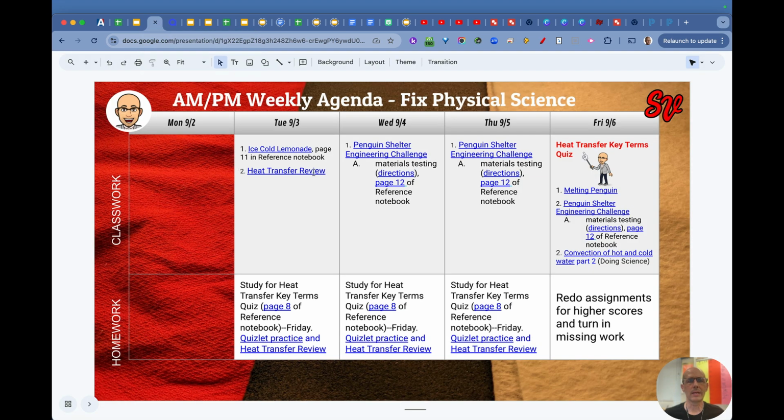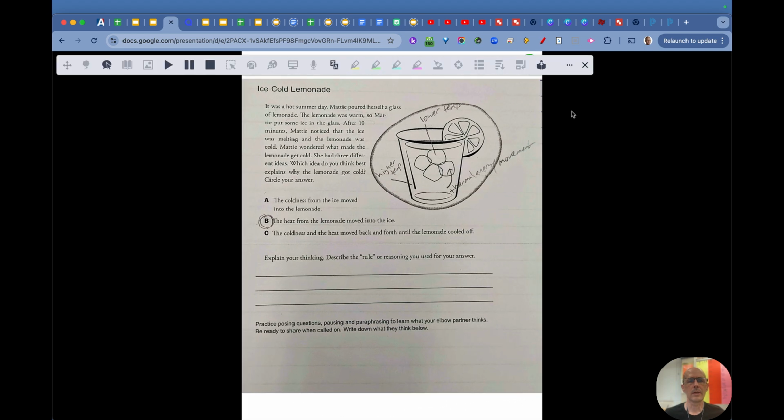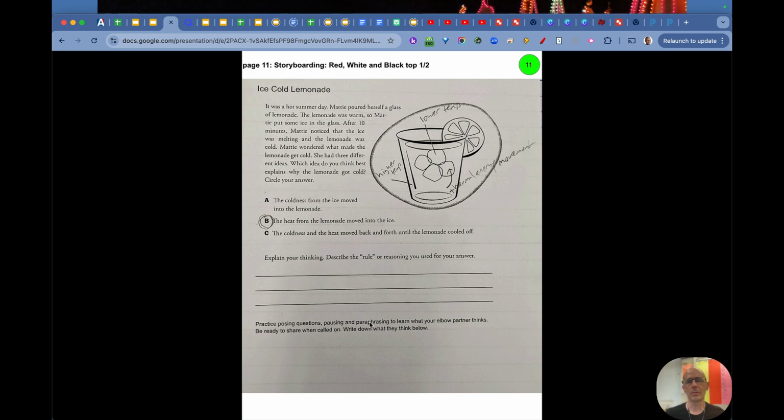We then did the ice cold lemonade activity, and so we take a look at that. We put it on page 11 of the reference notebook, and basically the situation was that we had a warm glass of lemonade, somebody put ice cubes in it, and the lemonade cooled down, and the ice cubes were melting. So students had to state which one, A, B, or C, they agreed with and why. Then they practiced posing questions, pausing, and paraphrasing, some of these collaboration skills, with their partner.